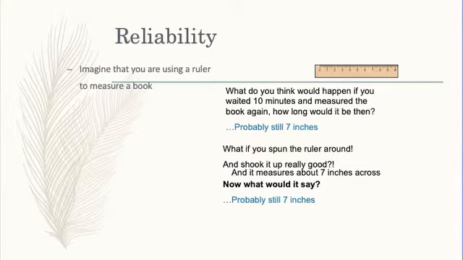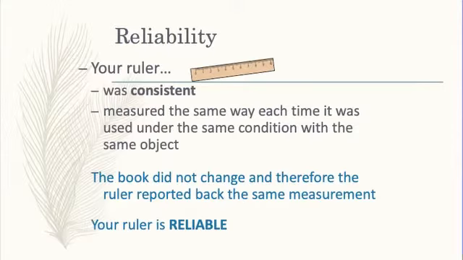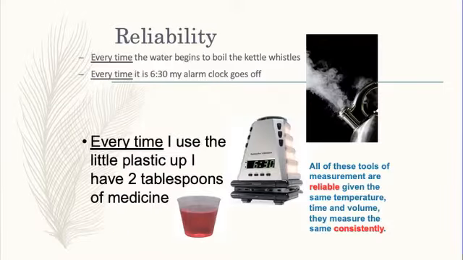Probably not. So our ruler is generally consistent. It's measured the same way each time. It was used under the same condition with the same object. The book did not change, and therefore the ruler reported back the same measurement. So this is a reliable thing.